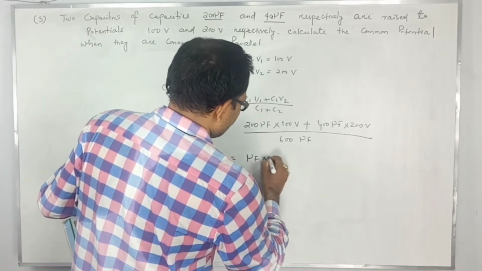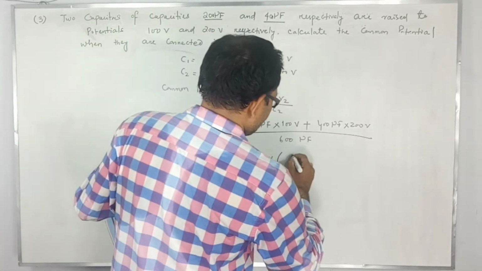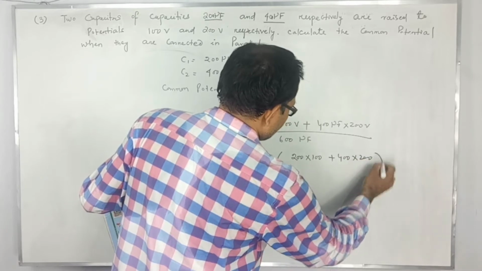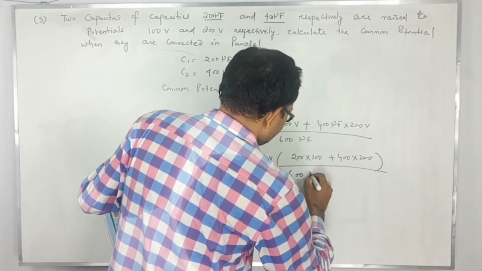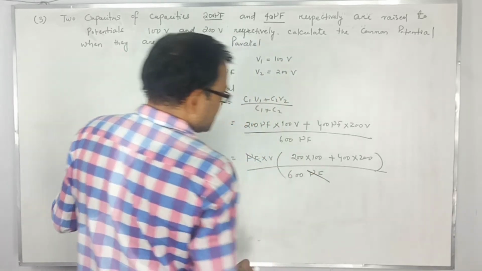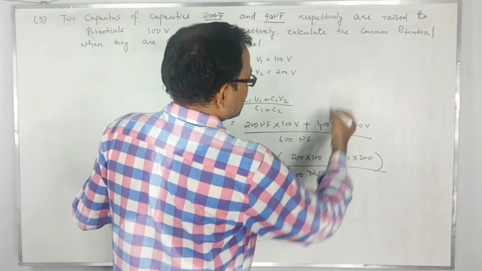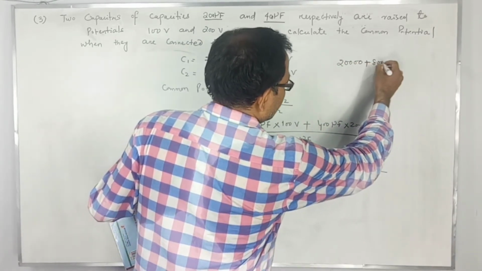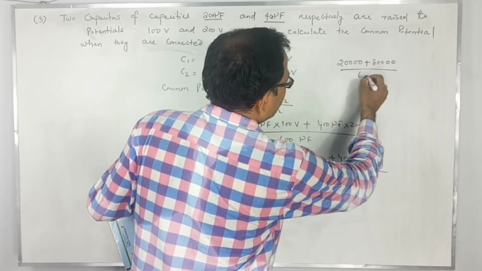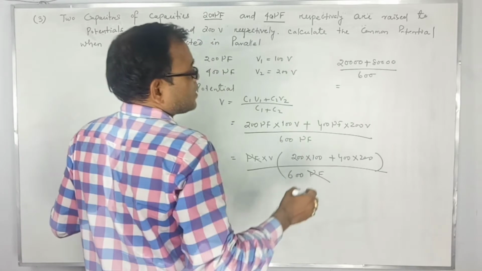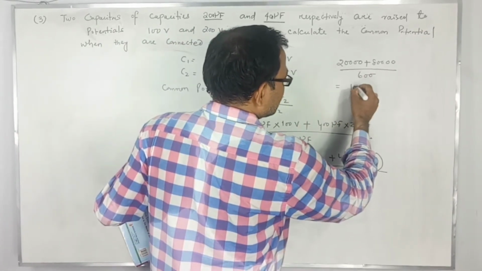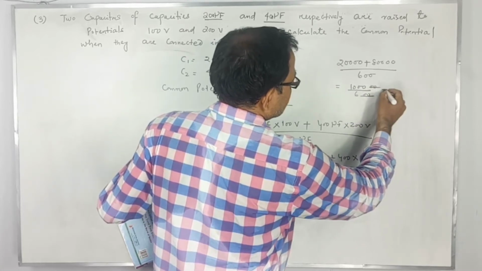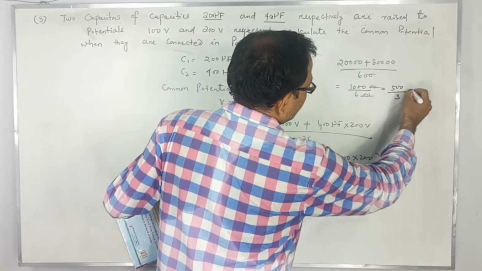Take μF and V common, so that you are getting 200 into 100 plus 400 into 200 divided by 600 μF. μF cancels. 200 into 100 plus 400 into 200. It is 20,000 plus 80,000, that is 100,000 by 600. So 1000 by 6, answer is 500 by 3 volt approximately.